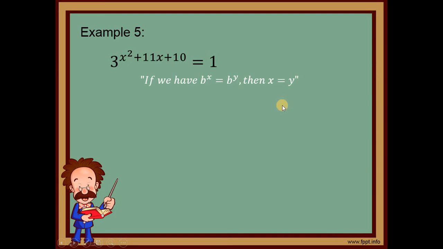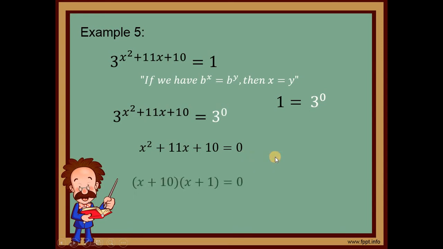So, maalala natin sa laws of exponent na ang 3 raised to 0 is equals to 1. Okay, so pwede natin ipalit yan. So, magiging 3 raised to 0 na yung 1. Next, yung exponent ay equal na. Bakit? Kasi equal na yung base, pareho silang 3. So, this becomes x squared plus 11x plus 10, and this equals 0.